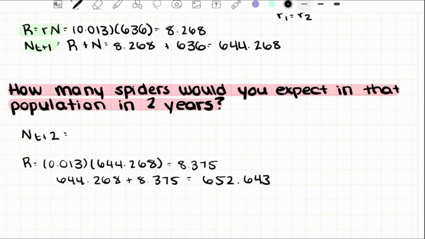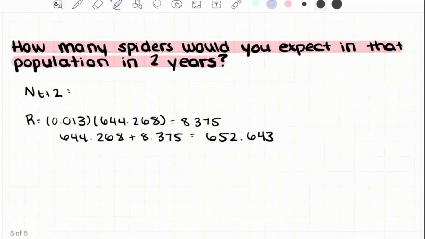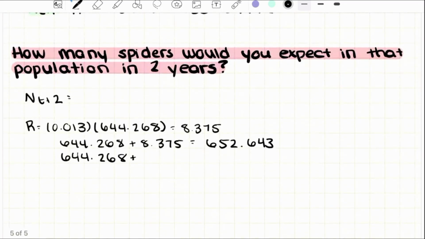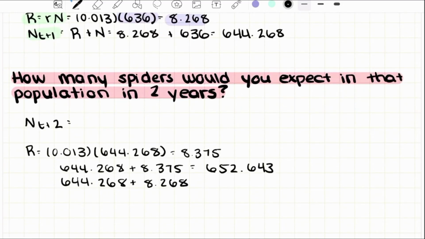Now, you might be thinking, well, wait a minute. We already solved for a very similar population change up here, that rate of population change. That was only for that year because it's a function of that population size that you started with. If we took the 644.268 and we added this number that we got previously, 8.268, we're going to get a different number. We're going to get 652.536.